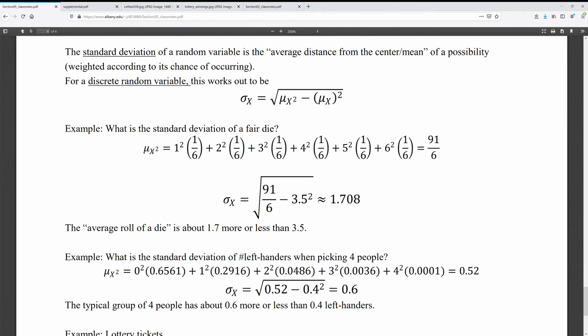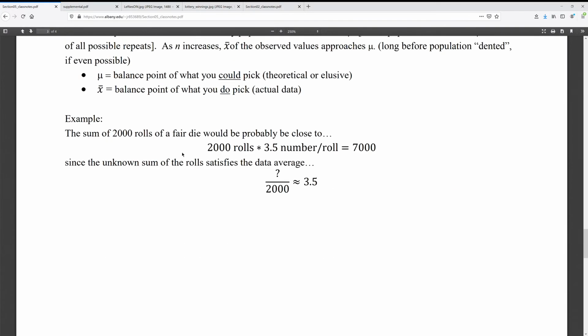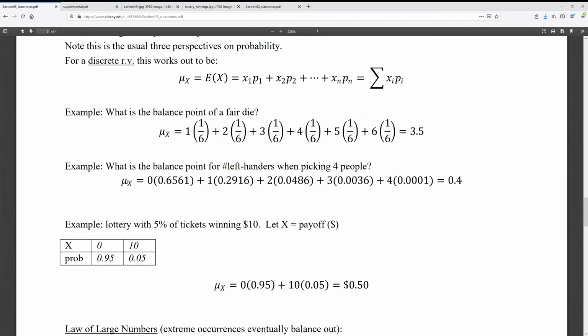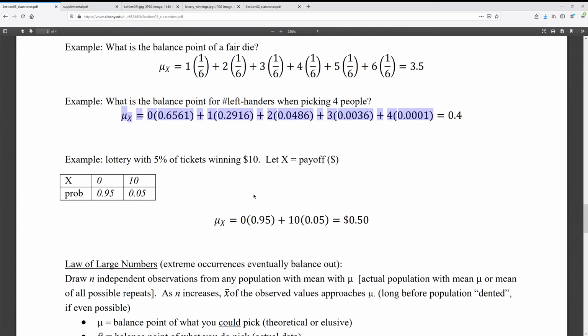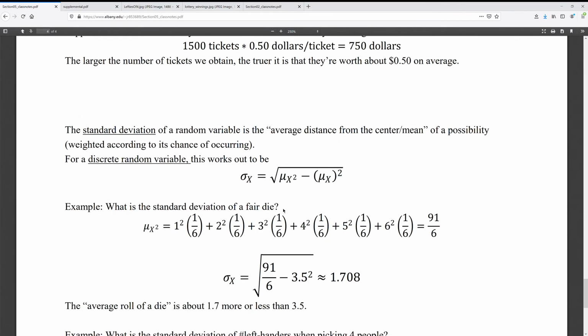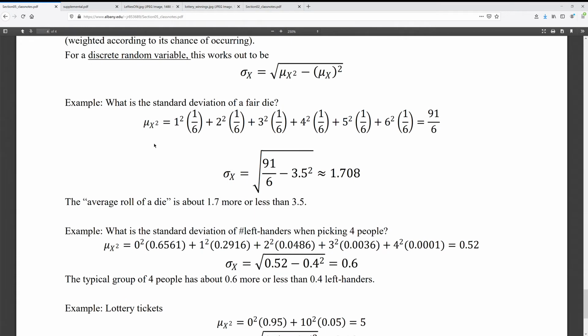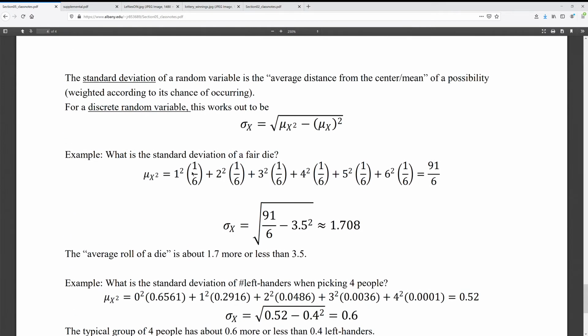You just do the exact same calculation that you would have done to compute mu of x, except mu of x squared will square each possibility. So mu of x squared is going to be 0 squared times this, plus 1 squared times this, and so on, and so on. And here it is for the die. So 1 squared times the probability of being in that situation, plus 2 squared times the probability of being in that situation, and so on.